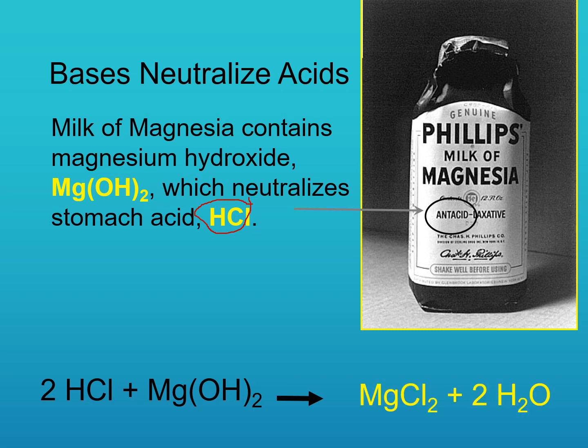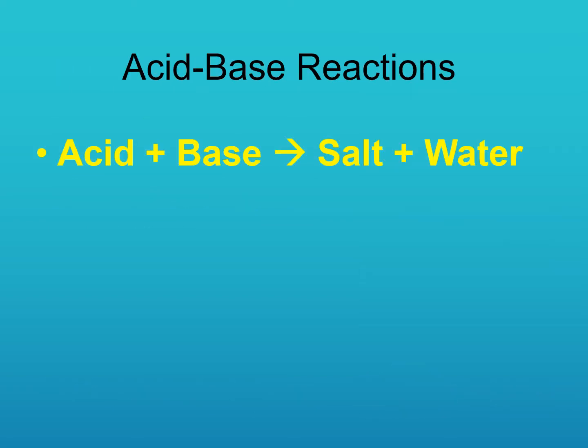So here's the equation for it. We have hydrochloric acid plus magnesium hydroxide produces magnesium chloride, there's your salt, and then water. Acid-base reactions. So here's a simple formula. Acid plus a base produces salt plus water.